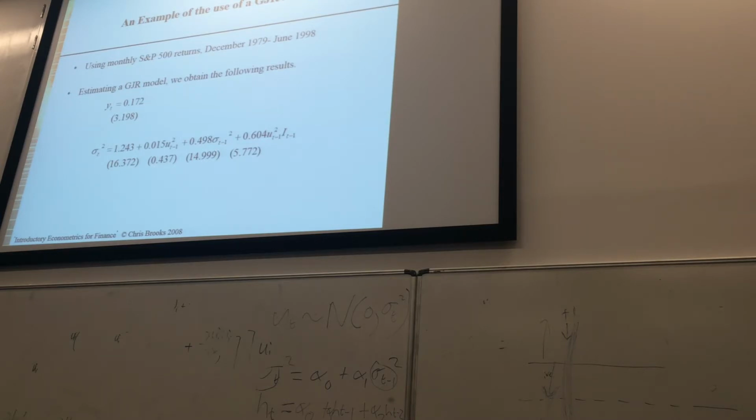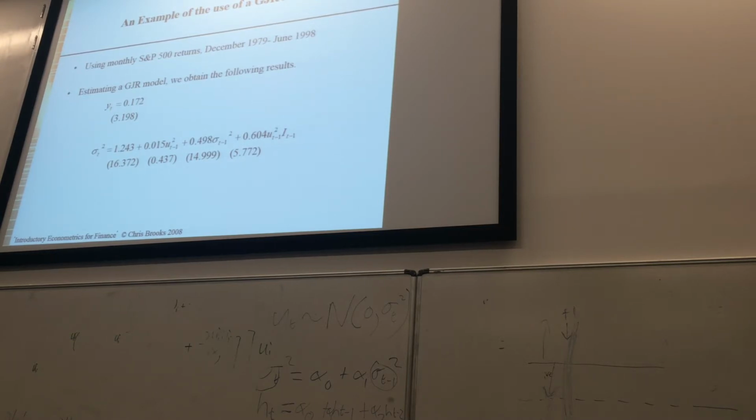So here's an example of a GJR model. This is similar to what we've been doing, but they're using monthly S&P 500 returns. You can probably get this data from the book website. All of the examples that are given in the Brooks book, the accompanying data is downloadable, and the code from Brooks's website.